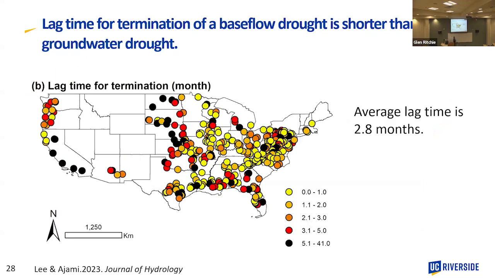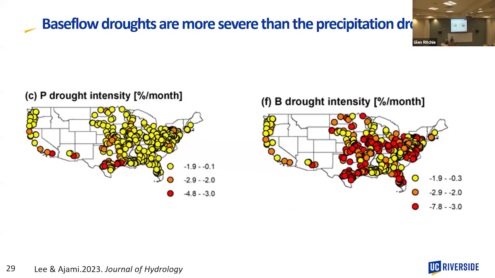Next, we were interested in looking at the lag time. How long does it take for precipitation droughts to impact base flow drought? And as you can see, the lag time now is much shorter. It's about 3 months, while for groundwater it was about 2 years. So our streams are responding to the droughts way faster than our groundwater systems.